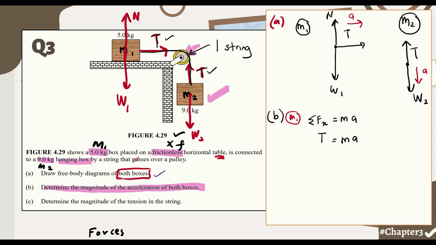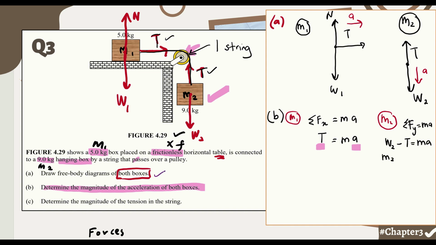This is equation number 1. We have T as unknown and a is also unknown. So we have two unknown parameters and we cannot solve this yet. Then we need to use the information from block number 2. From block number 2, we deduce the equation: summation of Fy is equal to Ma. So it's W2 minus T equal to M2a, which is M2g minus T equal to M2a.